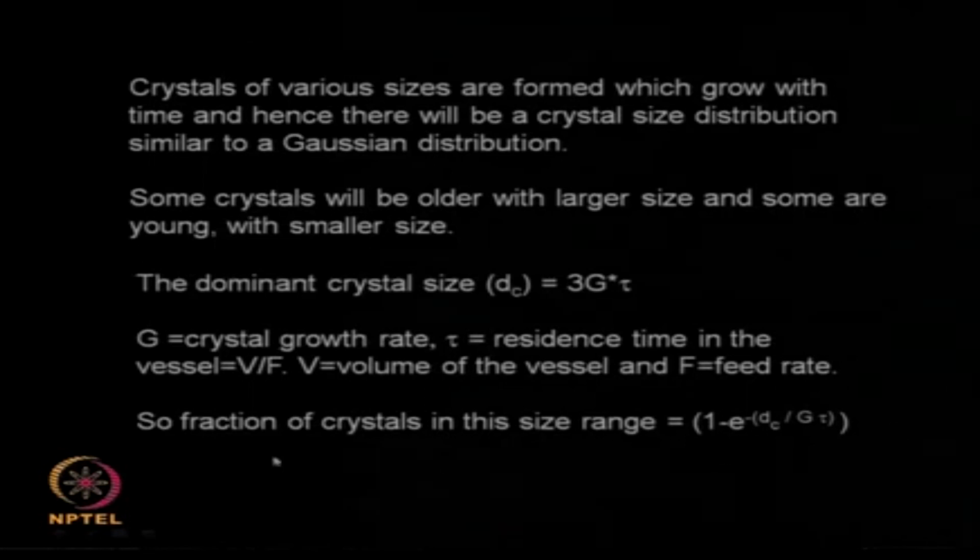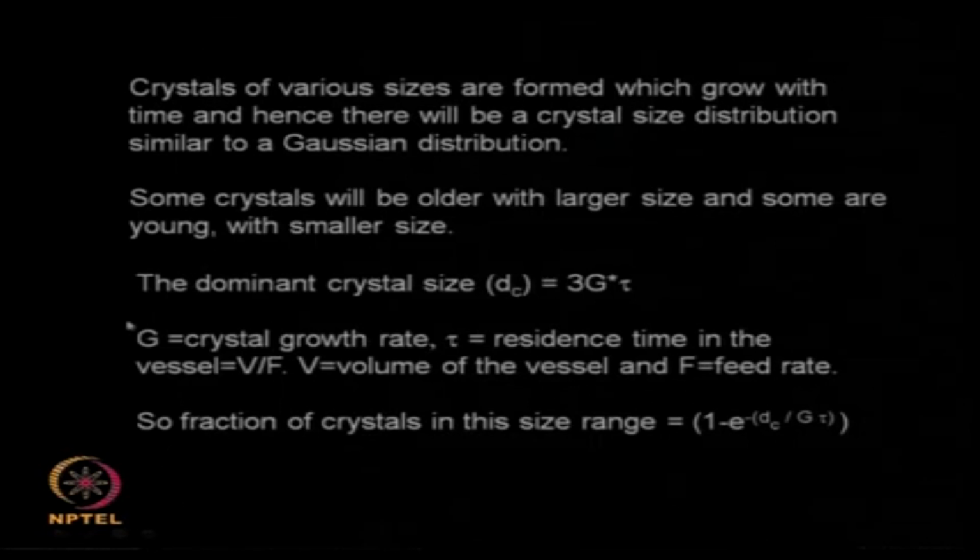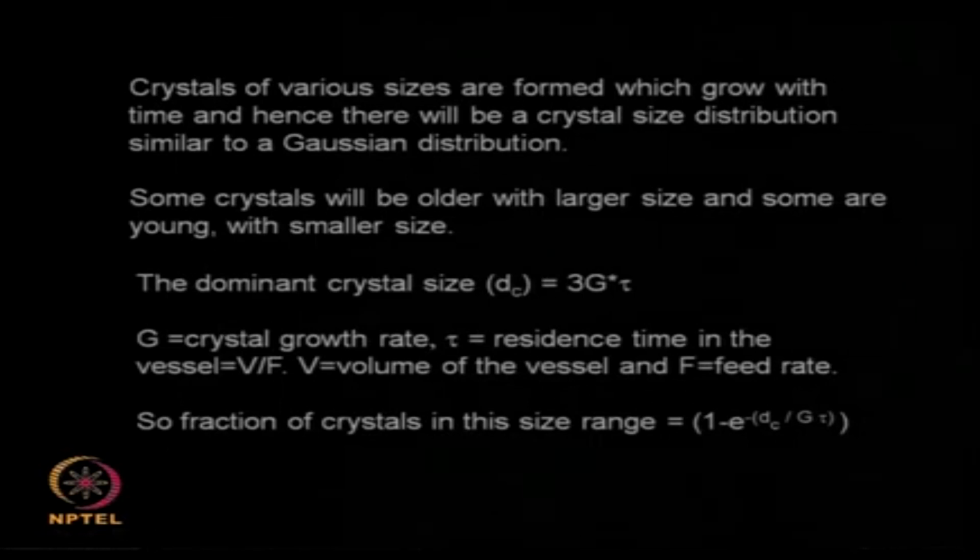That is the equation. So the fraction of the crystals in this size range will be like this, and the crystal growth rate I talked about is G equal to delta L by delta T, which is constant. That means the change in the unit dimension of the crystal per unit time is a constant.